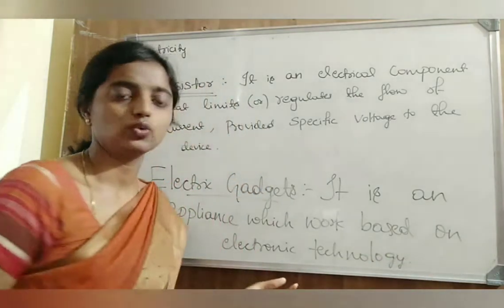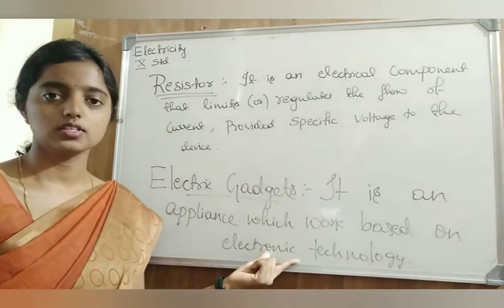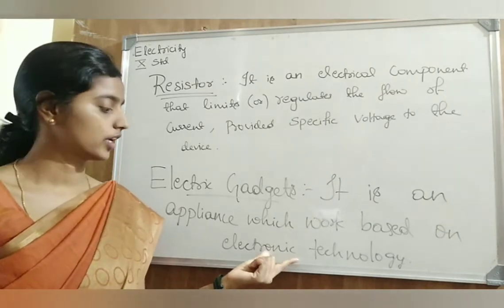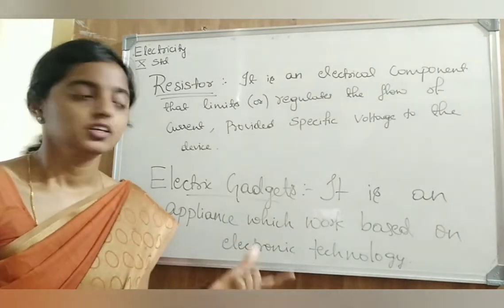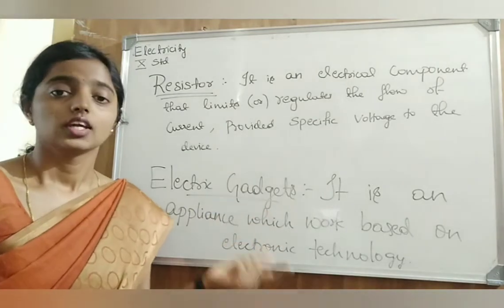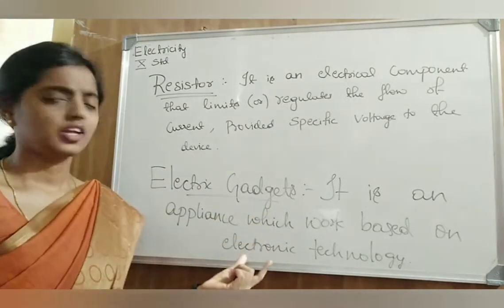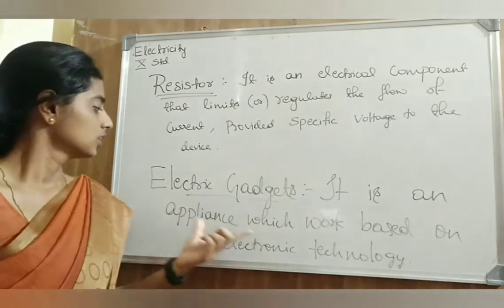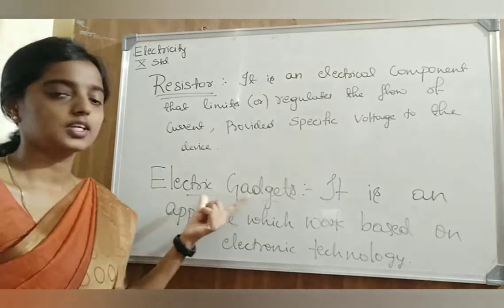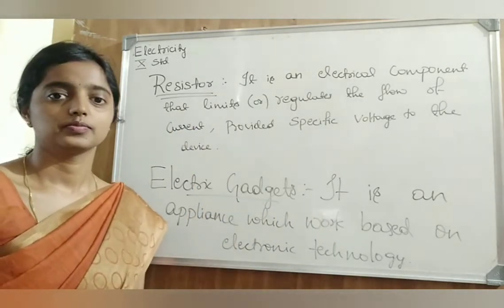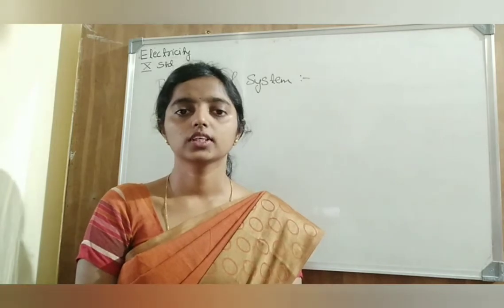Now just try to recall a few of the examples which we use in our day-to-day life. A calculator is an electric gadget. A camera, our hair dryer. There are plenty of examples. Resistors are used in these electric gadgets. Now we are familiar with resistors, right?